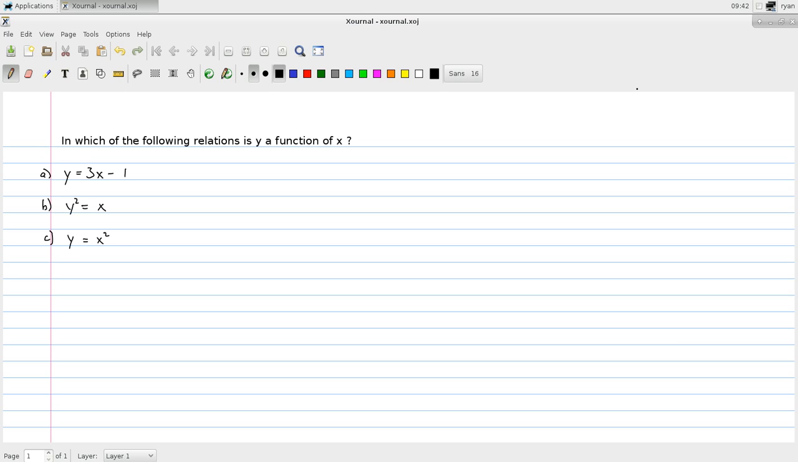In which of the following relations is y a function of x? Looking at part A, we have y equals 3x minus 1. Well, using the definition of function, we know that each x value corresponds to only one y value.